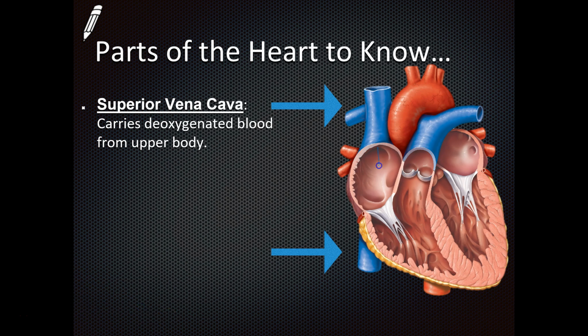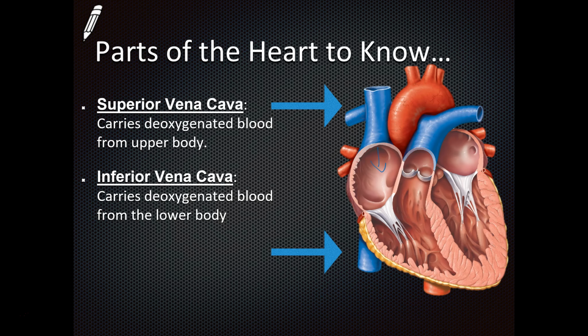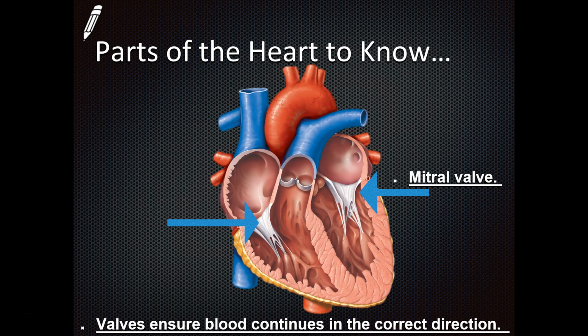So it's sending deoxygenated blood into the right atrium. That's the superior vena cava. And then you have the inferior vena cava. That's sending blood also to the right atrium. I'll abbreviate that, RA. Okay. So this is sending blood from the top half of your body, and this is sending blood from the bottom half of your body. Both are ending up in the right atrium. And they're both carrying deoxygenated blood.